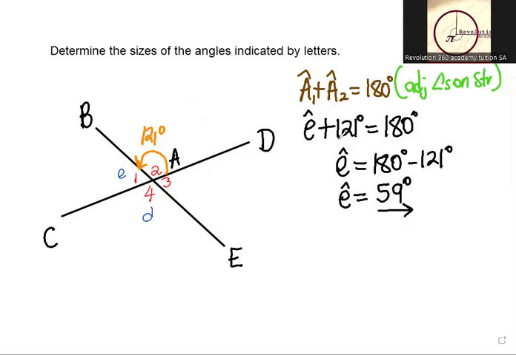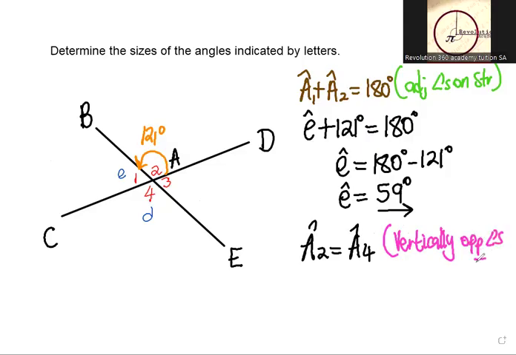And then after that, we know that angle A2 is the same as angle A4. So A2 is equal to angle A4. This is vertically opposite angles are equal. So you're just going to write vertically opposite angles equal, right? So when two straight lines intersect, the vertically opposite angles are equal.